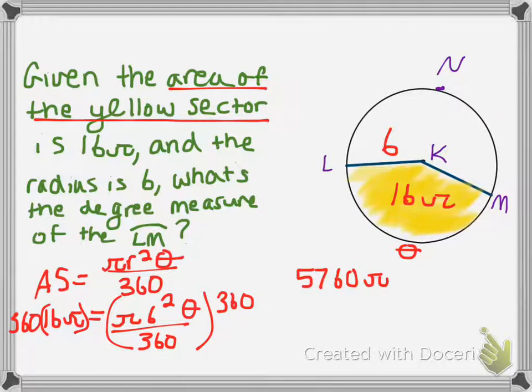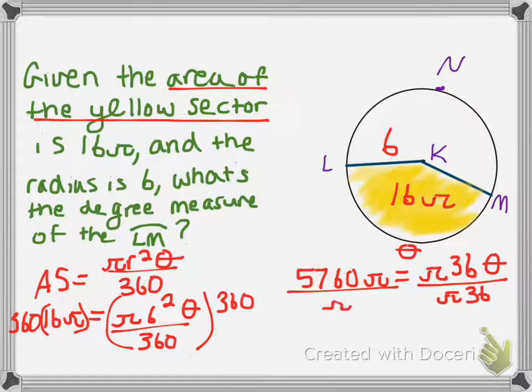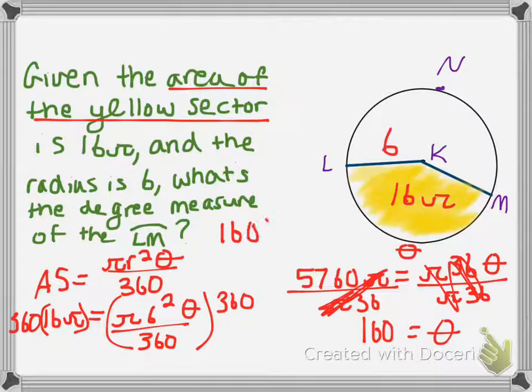So 16 times 360 gives me 5,760 pi equals pi 36 theta. I'm going to divide both sides by pi 36. My pi's cancel out. 5760 divided by 36 gives me that theta equals 160. So the degree measure of arc LM is 160 degrees. You can see all we're doing is plugging into the formula and solving for different pieces.